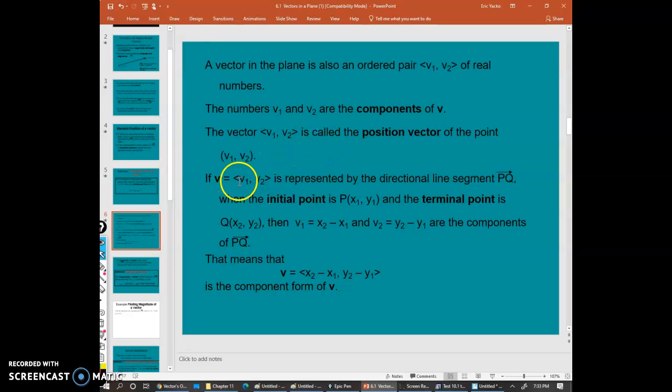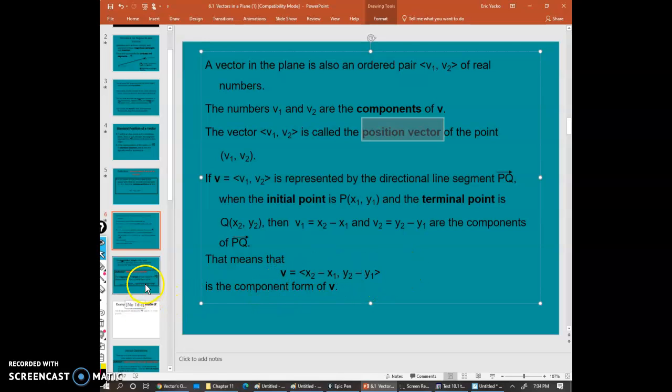All right, next, if we have some vector <v1, v2>, that is the position vector if it has these less than, greater than brackets on it. So you have a directional line segment that isn't exactly centered at the origin. It's going through some other initial point P and another terminal point Q. You can actually figure out the components of the vector by just subtracting the x coordinates and then subtracting the y coordinates. You can figure out the components of this vector. All right, so that means that you can figure out vector v by doing this.